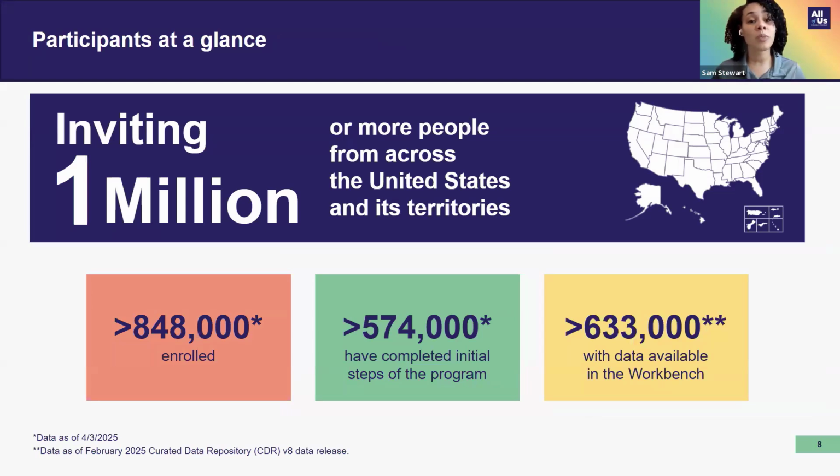So the initial steps of the program are consenting to the program, agreeing to share their electronic health records, completing the first 3 surveys, which we'll talk about, providing physical measurements, and then donating at least 1 biospecimen to be stored at our biobank. We do have currently over 633,000 participants available to you in the Researcher Workbench to do data research on. We do have more information on the breakdown of our participants in our data characterization report that's on our user support hub.